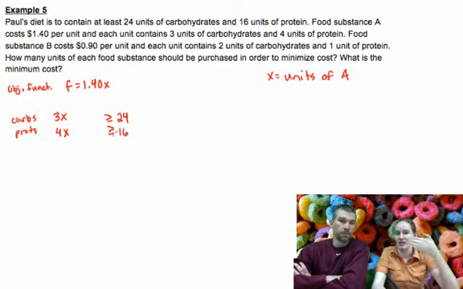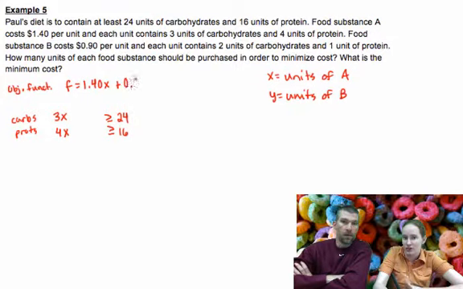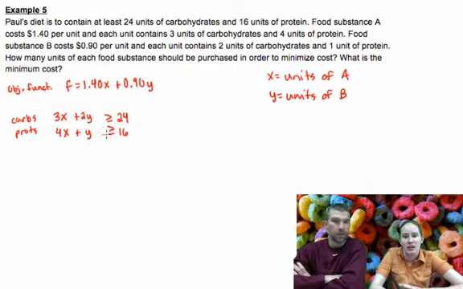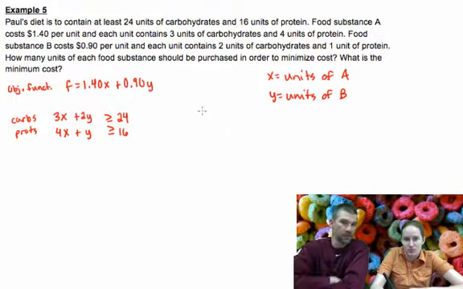Now our next sentence tells us about y, which is units of B, the food substance B. It costs 0.9 per unit, so we add those costs together. Each unit contains 2 units of carbohydrates, so that's 2y in our carbohydrate formula, and 1 unit of protein, so that's y in our protein formula. So for carbs we want at least 24, and for protein at least 16.